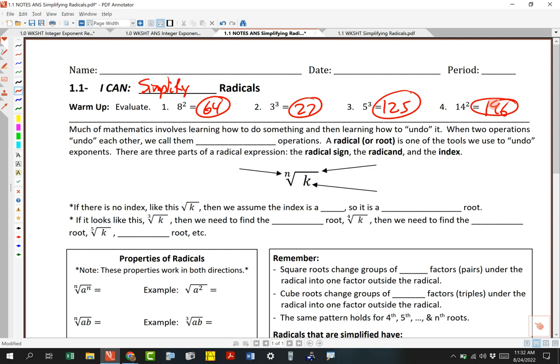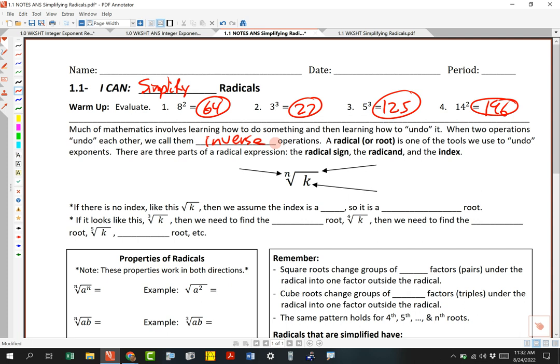Okay. All right, so we got 64, 27, 125, and 196. So a whole bunch of the stuff that we do in math, we learn how to do something, and then we learn how to undo it. When two operations undo each other, the fancy word for that is we call them what type of operations? What is it? Who said that? Me. Very good. Nice job. We call those inverse operations.